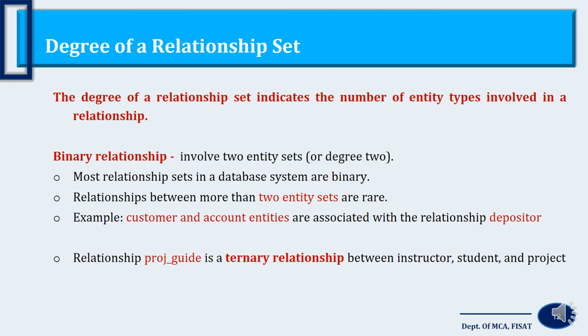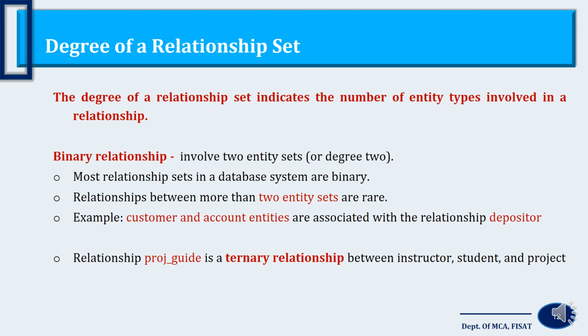The relationships of the same type can be grouped together to form a relationship set. The degree of the relationship set indicates the number of entities involved in the relationship. So if two entities are involved in a relationship, then the degree is 2 and the relationship is termed binary. Most of the relationship sets in database systems are binary, and relationships between more than two entity sets are actually rare.